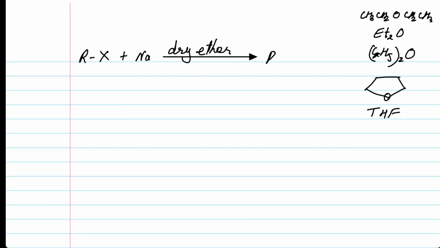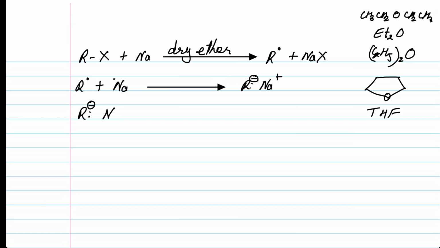That is, we get the R radical and we get NaX. Now this R radical reacts with another atom of sodium to form R minus Na plus. In this particular reaction, we do not have any source of H plus. So R minus is an extremely reactive species, and it is going to look for a positive charge. The positive charge is not sodium. The positive charge that we can get in this reaction is another molecule of alkyl halide.